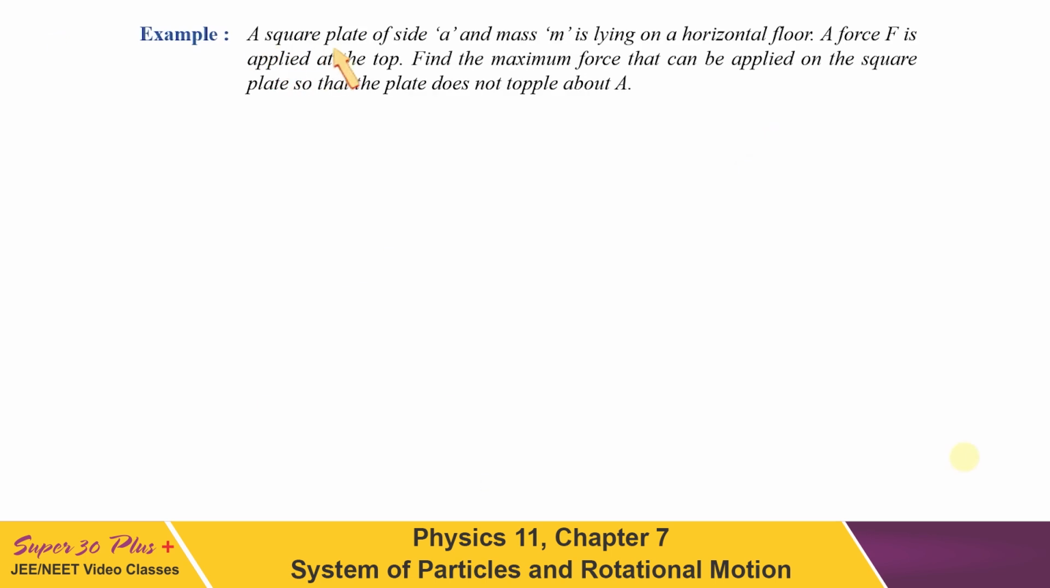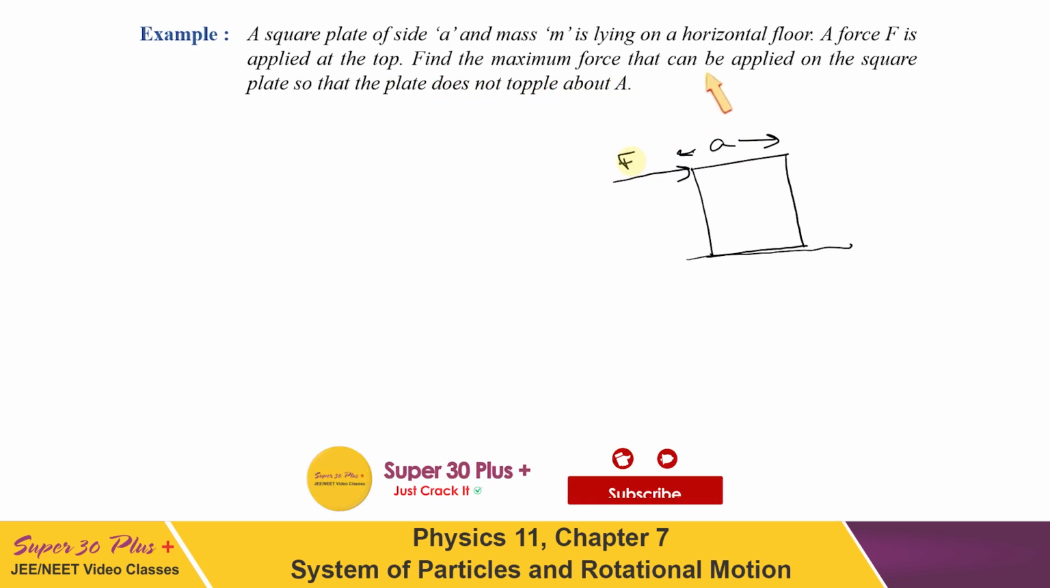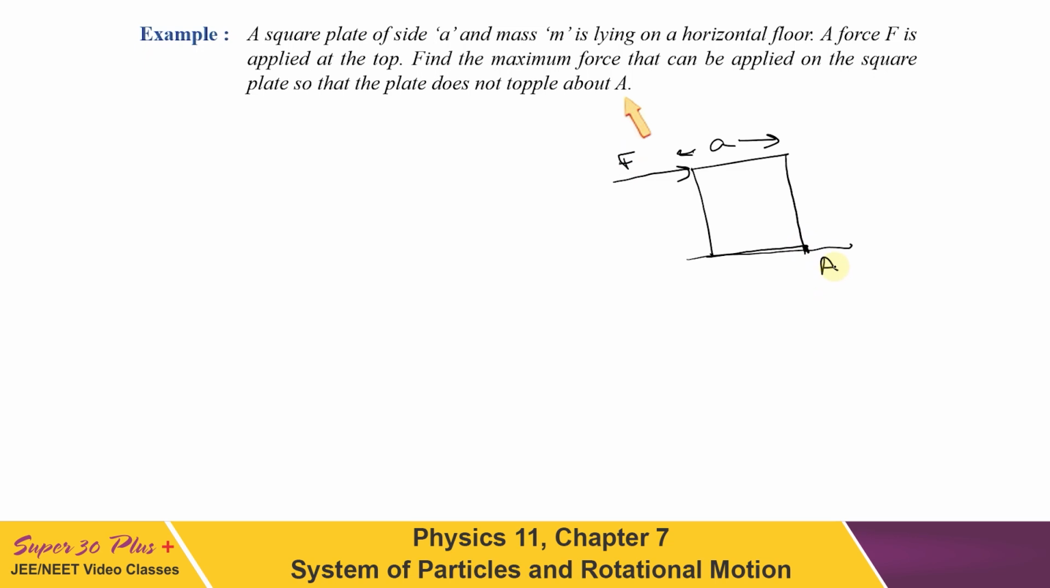A square plate of side A and mass M is lying on a horizontal floor. Let us draw this situation. A force F is applied on the top. I am considering the same situation. Find the maximum force that can be applied on the square plate so that the plate does not topple about this corner A. Now let us first draw all the forces on the plate.